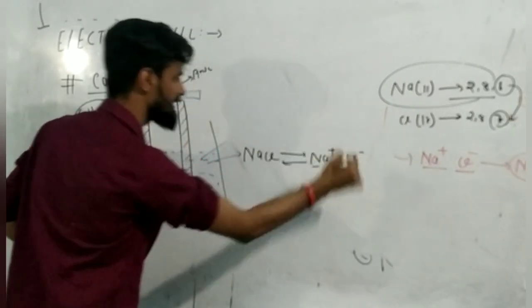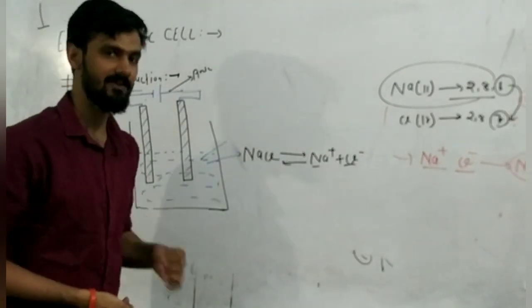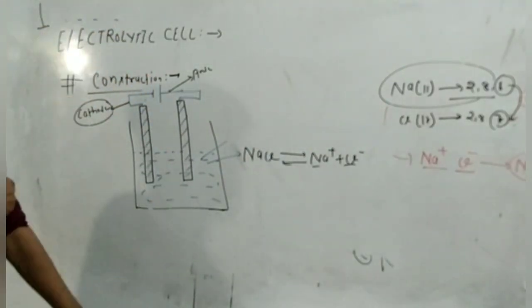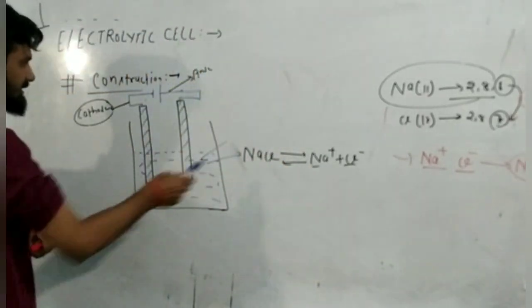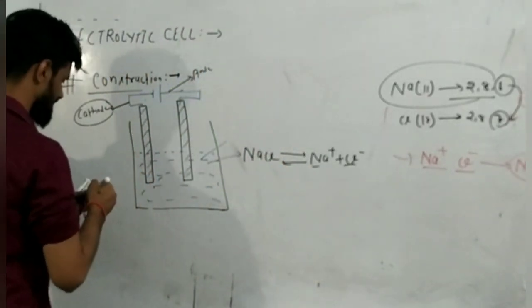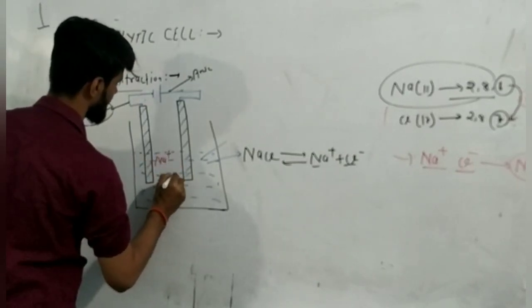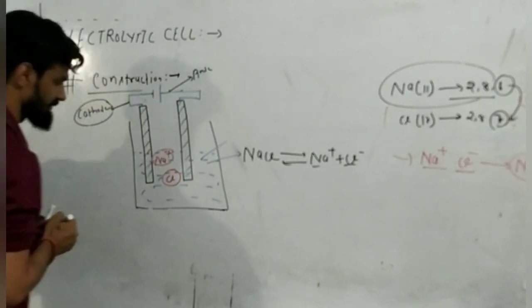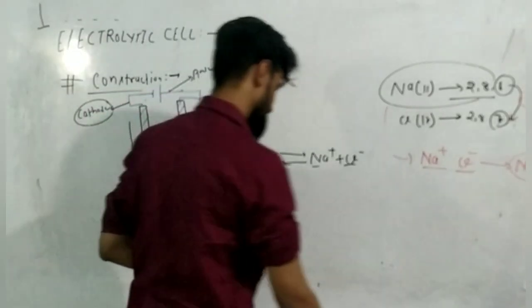I am taking it as a strong electrolyte, so that the conduction of electricity will be very fast. So our result will be very perfect. That's why I am taking the strong electrolyte. Now here this is Na plus, so in this solution you can see there will be Na plus ion and there will be Cl minus ion.